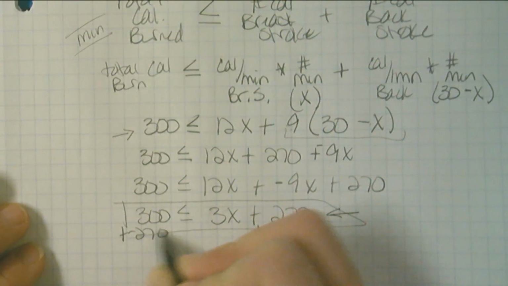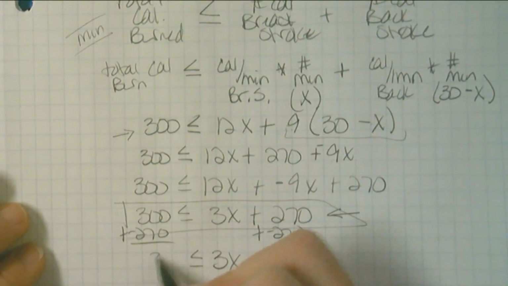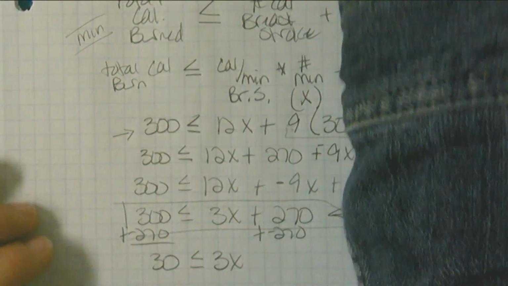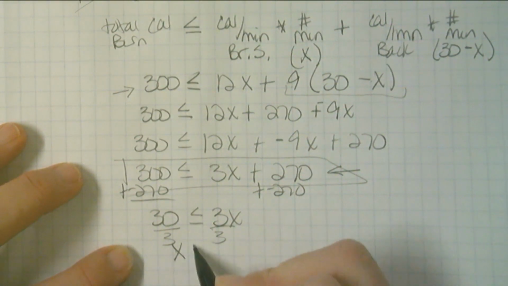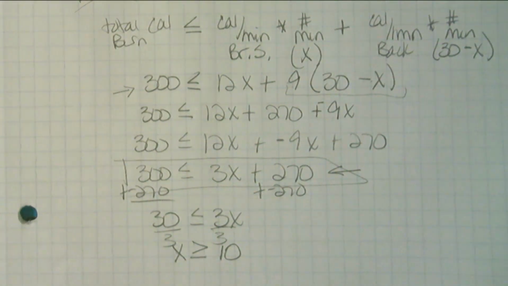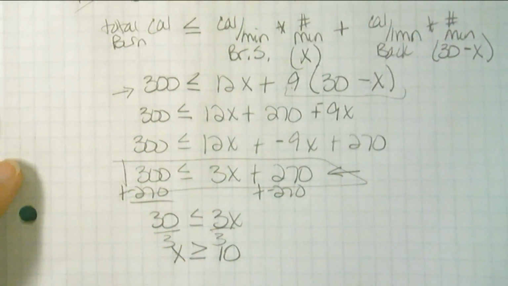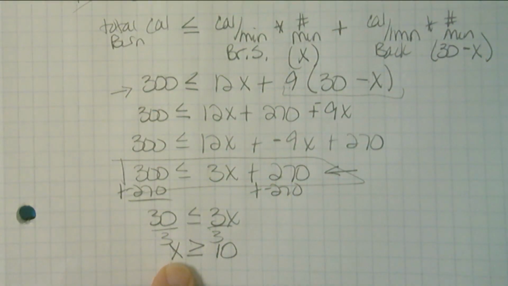Excellent. $30. Awesome. So x, I'm flipping the order, x is greater than or equal to 10, right? Okay, so this is where we say to ourselves, does that make sense? So if I go back in my problem, it says we want to burn at least 300 calories. So what we're doing has to be bigger than it. So that makes sense that what we're doing for breaststroke has to be bigger than that 10 minutes. Does that make sense to you guys?